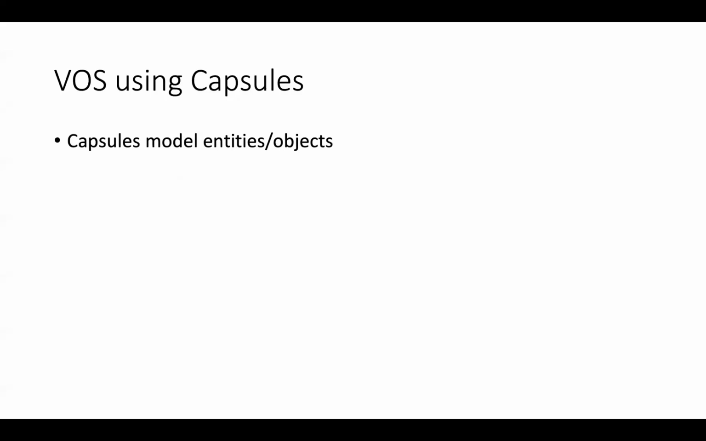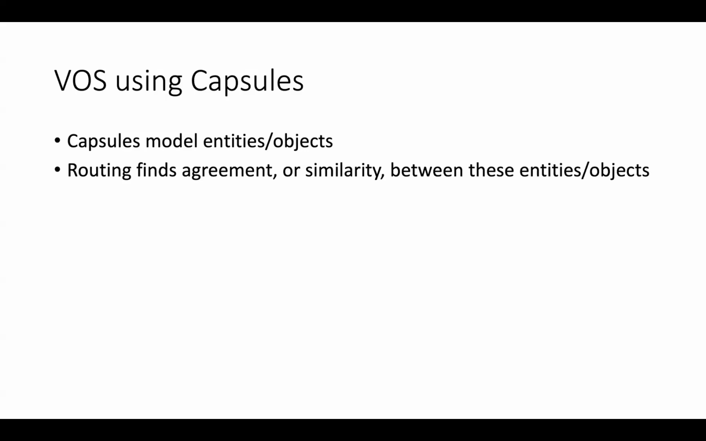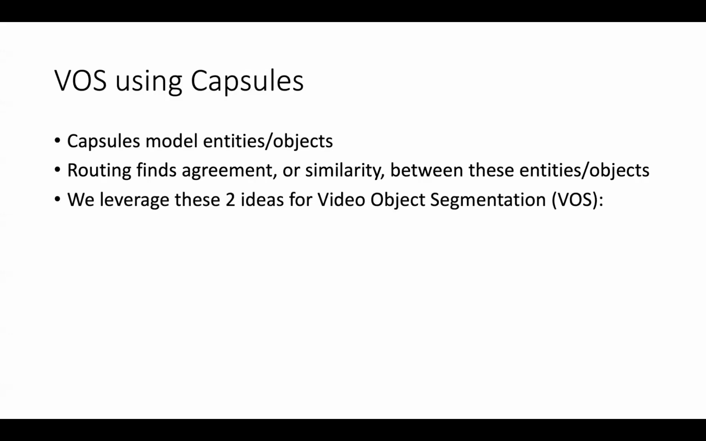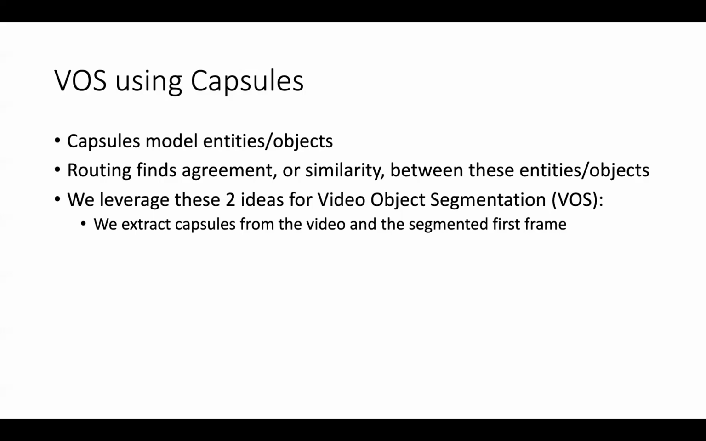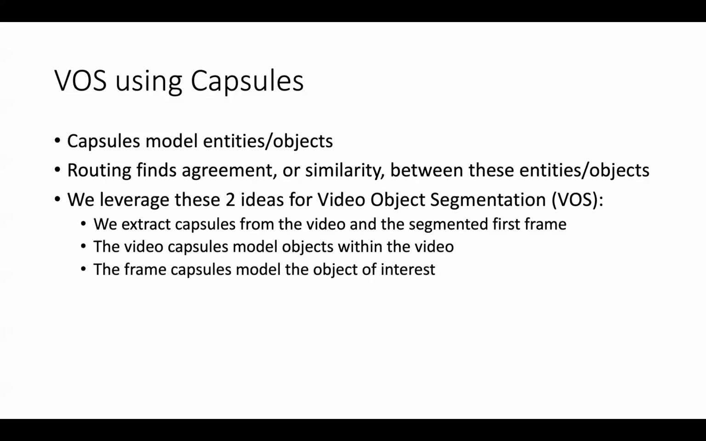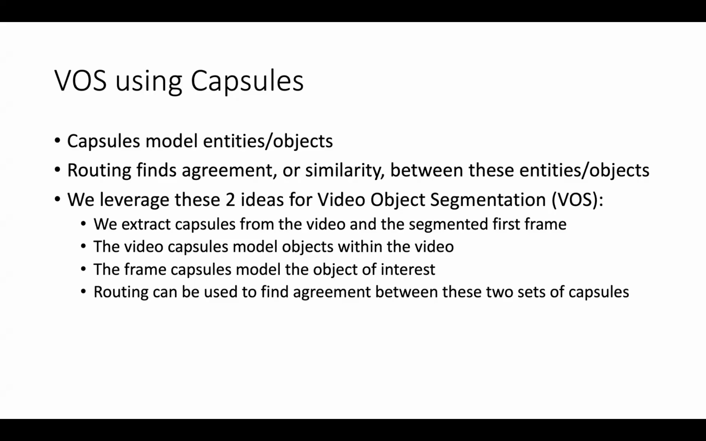So how do we do this using capsules? Well, we know that capsules can model entities or objects within the input, and routing by agreement finds similarity between these entities or objects. So we can leverage these two ideas to make a video object segmentation method. So the first thing we do is extract capsules from the video as well as the segmented first frame. The video capsules would model objects within the video, and the frame capsules would model only the object of interest within that first frame. And then we could use routing to find agreement between these two sets of capsules.